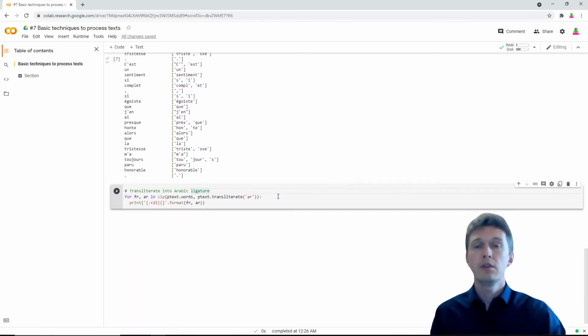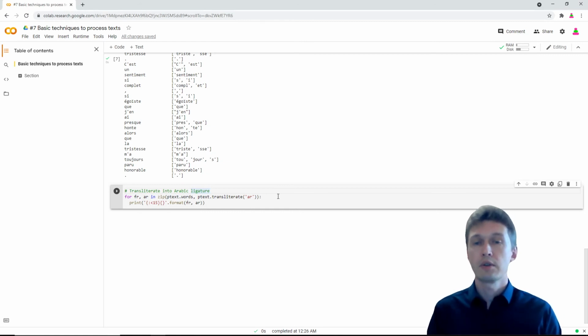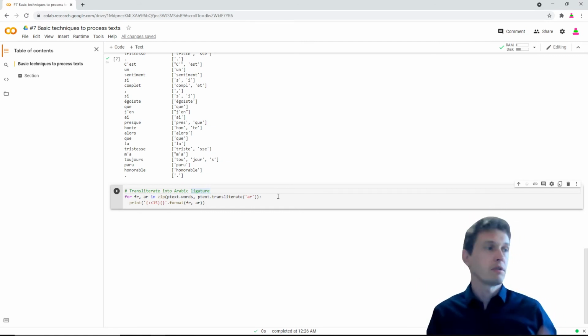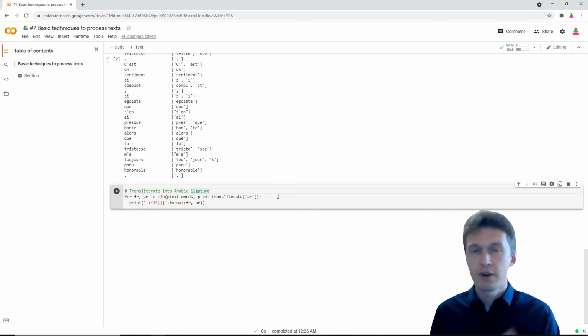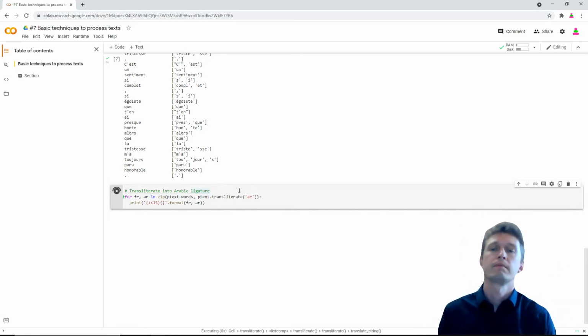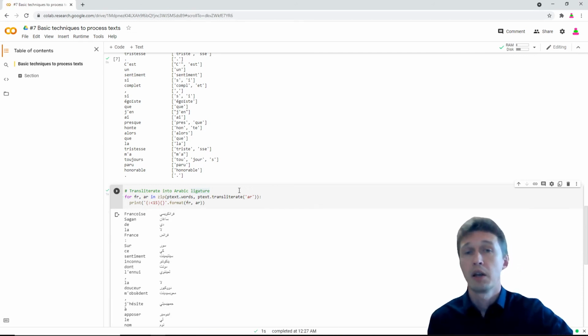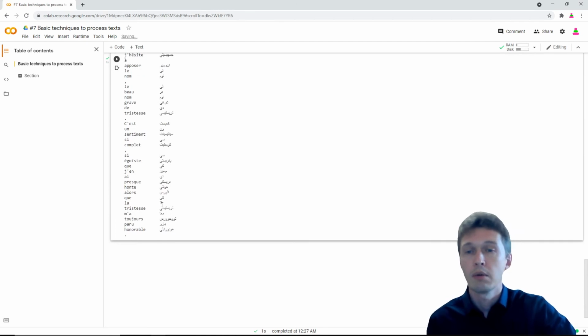And finally, to show the powerful nature of this, let's transliterate from French into Arabic. As a person, you can hardly do this unless you studied Arabic and French for a long time. But with this one, you can do this with 2 lines of code. Let's run. Okay, you see, for each word, it prints out the Arabic transliteration.